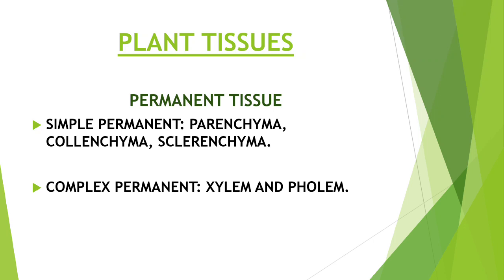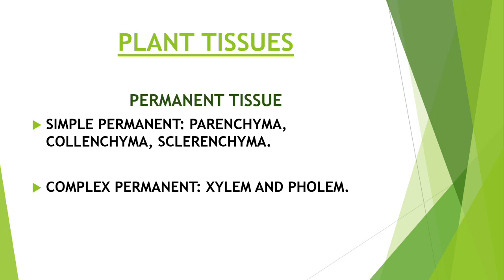Children, when meristematic cells lose their ability to divide further, they convert into permanent cells and they fix their shape and perform a specific function. So we call them permanent cells, and the tissue formed by them is called permanent tissue.